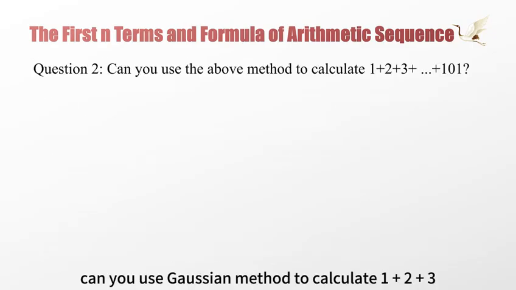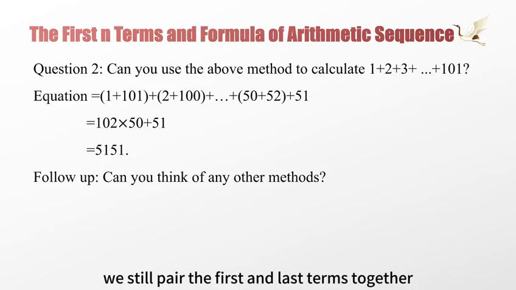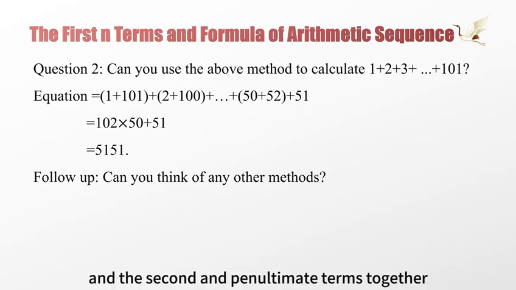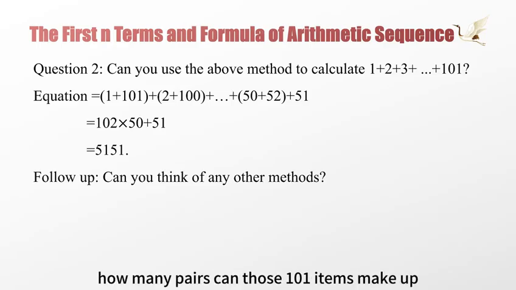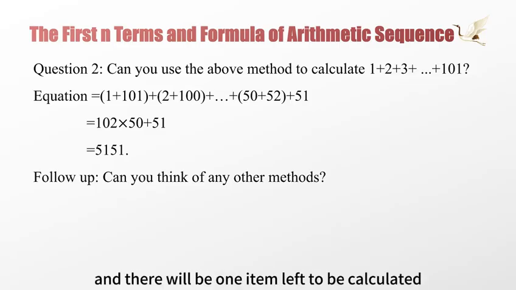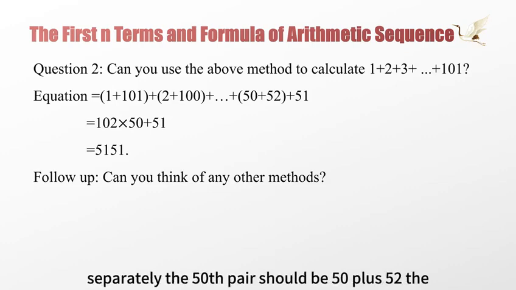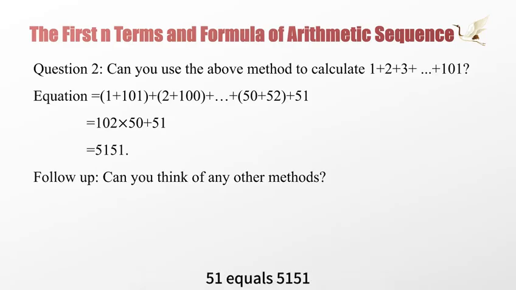Can you use the Gaussian method to calculate 1 plus 2 plus 3 until it reaches 101? We still pair the first and last terms together, and the second and penultimate terms together, and we find that both are 102. How many pairs can those 101 terms make up? Due to the odd number of terms, 101, only 50 pairs can be formed, and there will be one term left to be calculated separately. The 50th pair should be 50 plus 52, the remaining term is 51. Therefore, adding 50 pieces of 102 together plus 51 equals 5151.